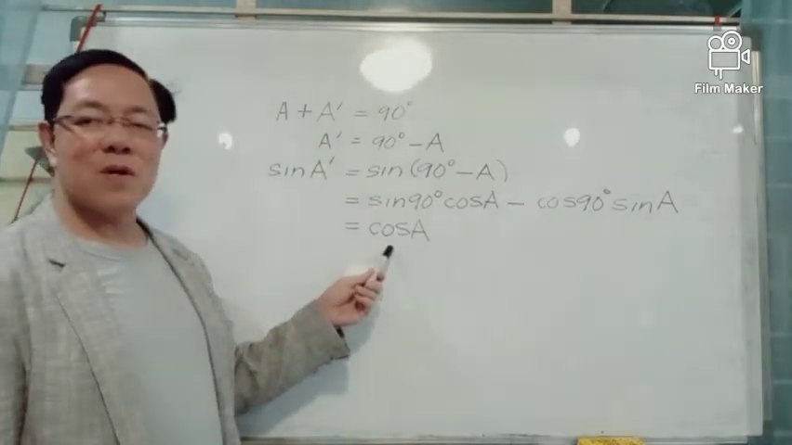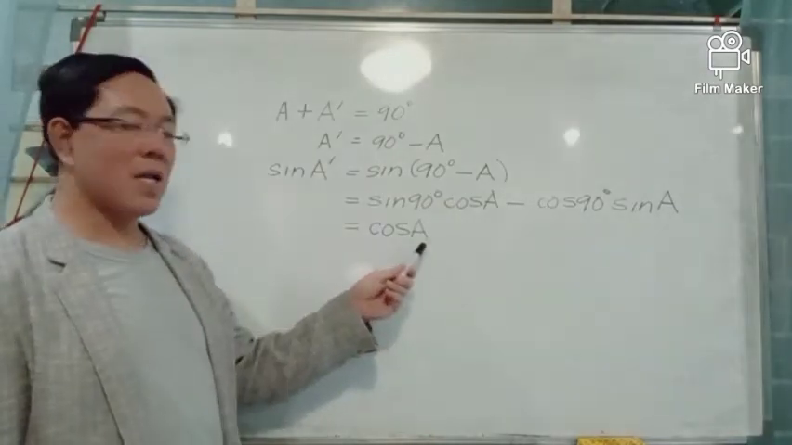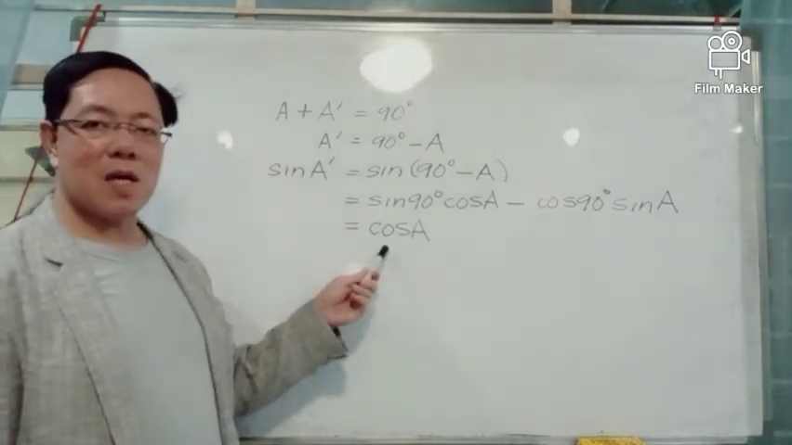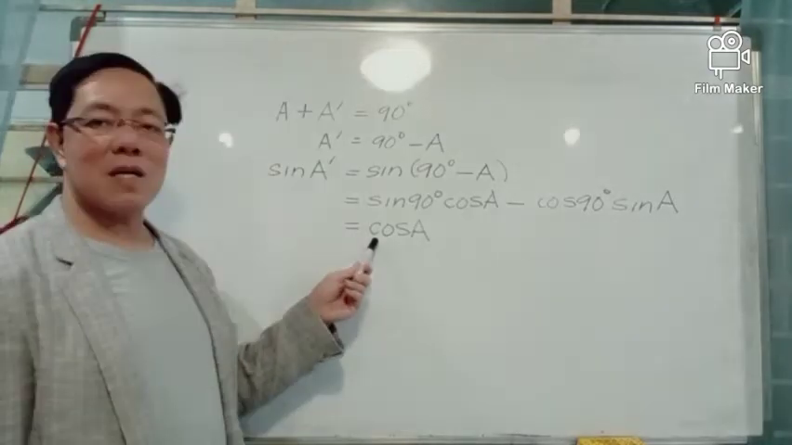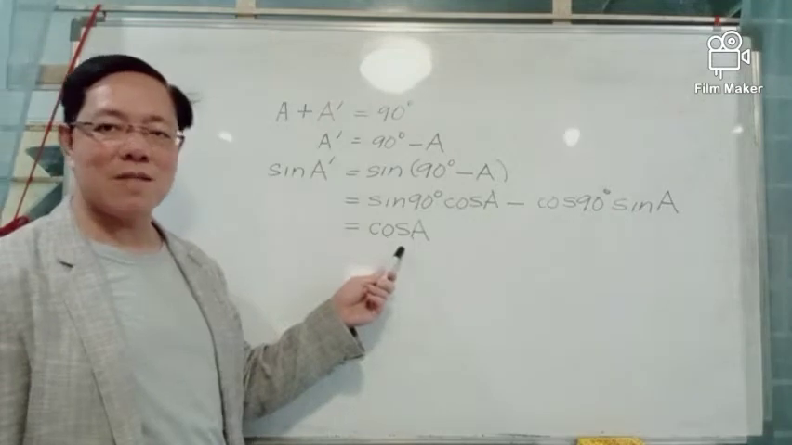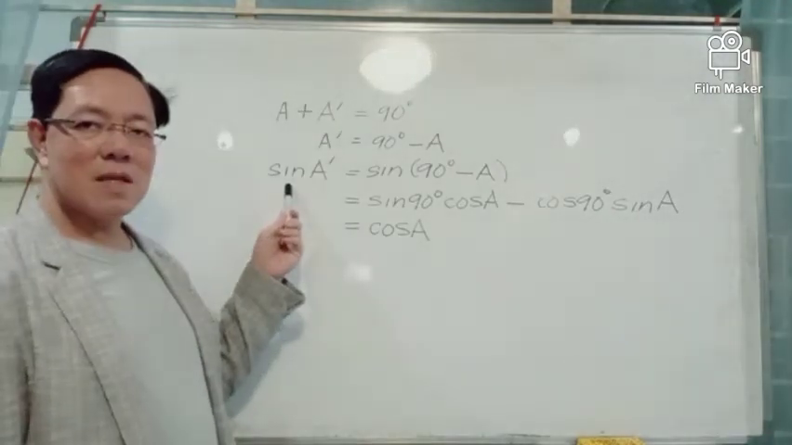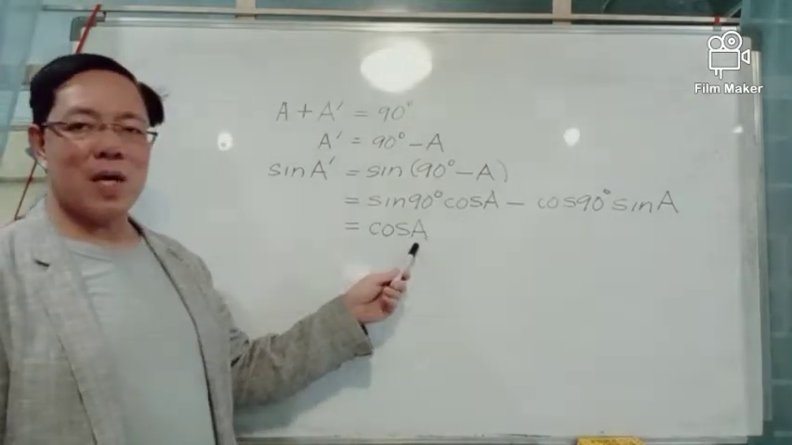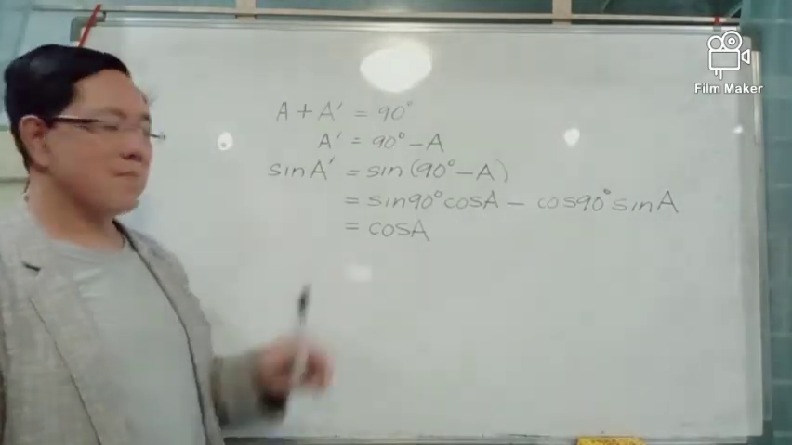Or you may start from cosine. The cosine of an angle A is equal to the cofunction of cosine, which is sine, of the complement of A. And the complement of A is A prime.